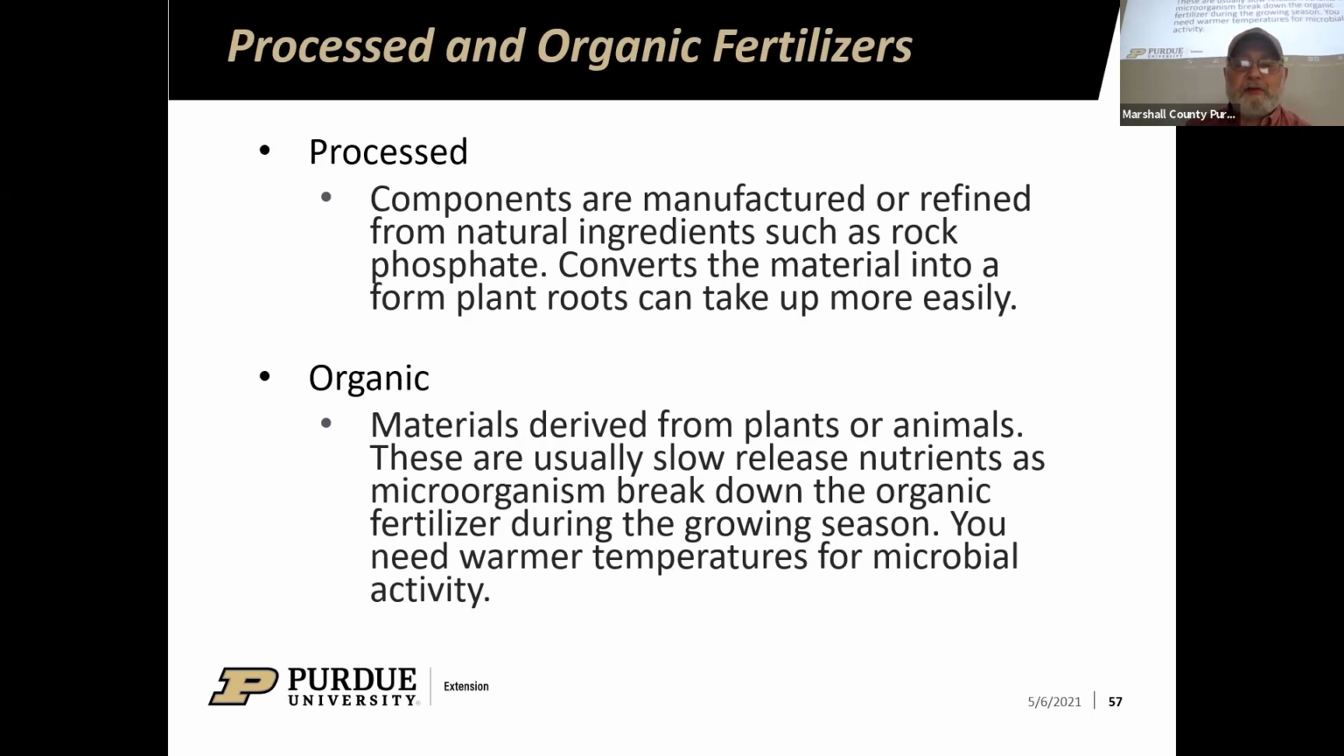Organic fertilizers are materials derived from plants and animals. These are usually slow release nutrients as microorganisms break down the organic fertilizer during the growing season, and you need warmer temperatures for microbe activity. That one garden where the green beans were stuck in vegetative growth is because of this. It's organic fertilizer that he applied annually, but the weather was perfect for the microorganisms to release and break down that organic matter in that soil. And that's why the nitrogen released from the soil was keeping green beans from blooming early.